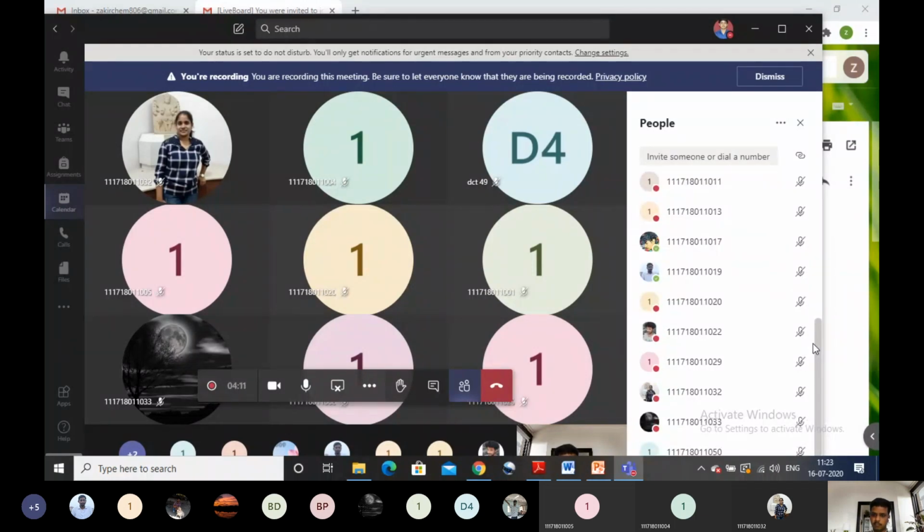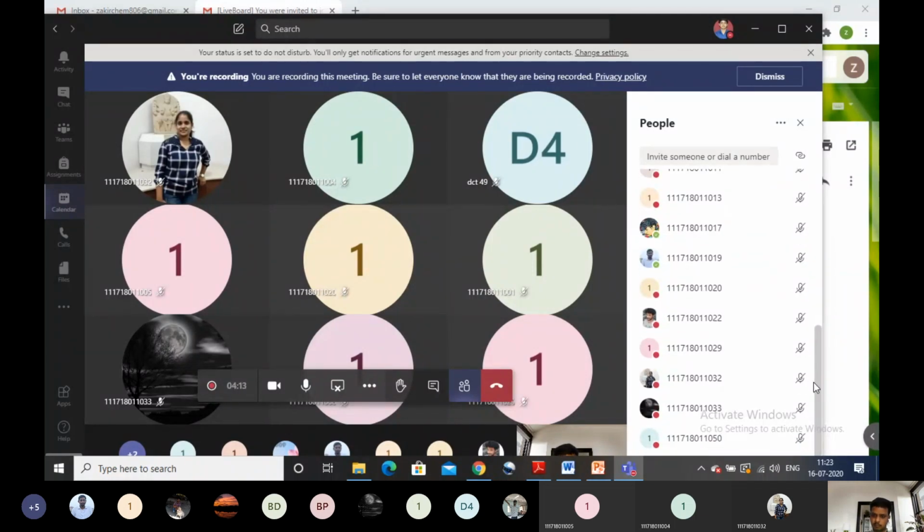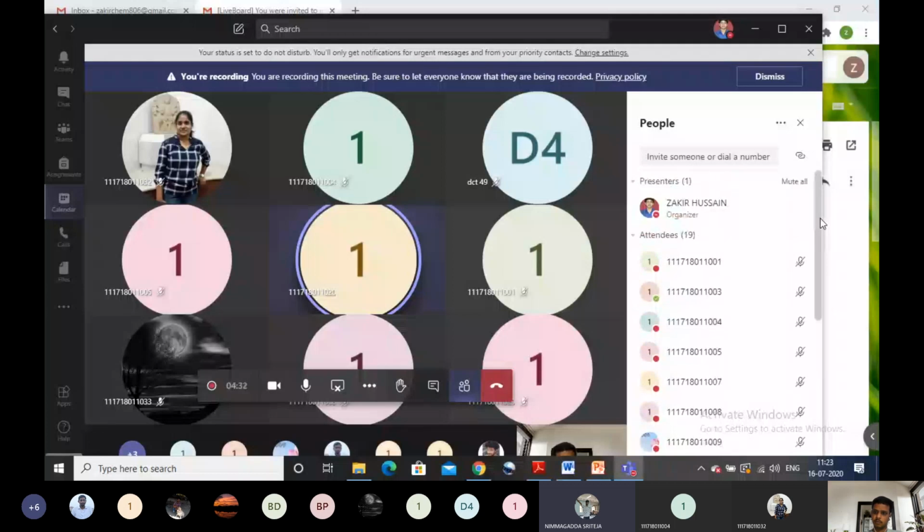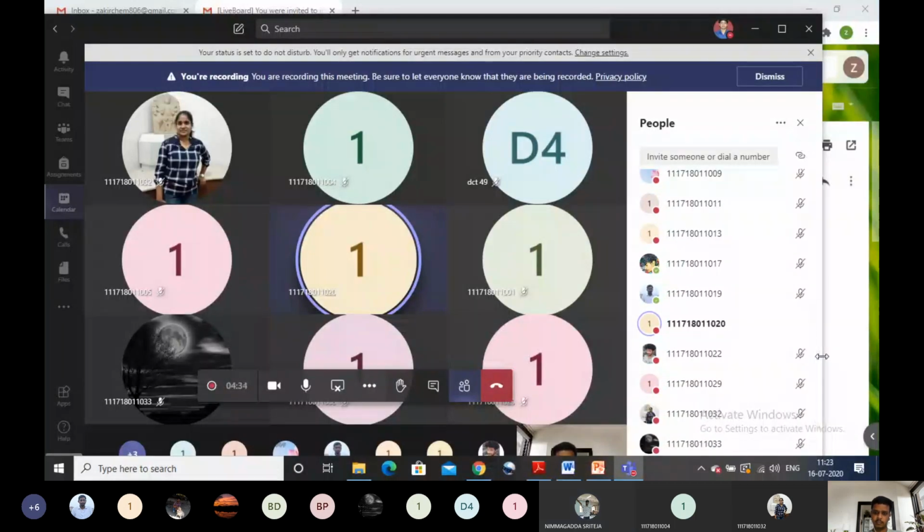Only 18 members are there. Shall we start? Ravi? Yes, sir. Only 18 members were there in the previous class also. Yes, sir. At the end of the previous class also, around the same, 18. Okay. Then we will start now.